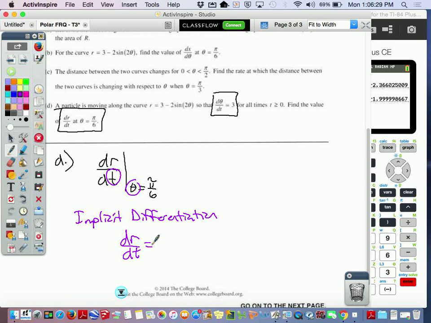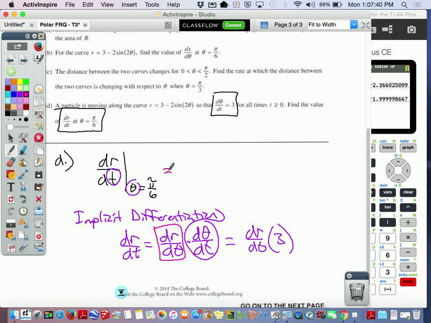And a clue that I can use here is that they give us d theta dt. This is what's going to connect our theta and our t together. So dr dt would be equal to dr d theta times d theta dt. So it's the derivative of r with respect to theta, but then this is the implicit differentiation piece right here. So that means that dr dt will always be equal to dr d theta, and then we know that d theta dt is equal to 3. We have the value for dr d theta. Actually, we don't have it, but we can find dr d theta on our calculators.